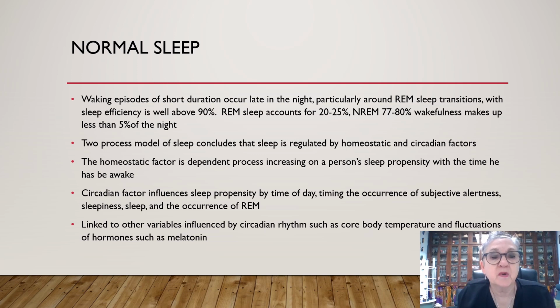There's a two-process sleep model, which concludes that sleep is regulated by homeostatic and circadian factors. The homeostatic factor depends on the person's sleep propensity, which increases with the time he has been awake. The circadian factor influences sleep propensity by the time of day, timing the occurrence of subjective alertness, sleepiness, sleep, and the occurrence of REM. Other variables influenced by circadian rhythm are core body temperature and fluctuation of hormones such as melatonin.